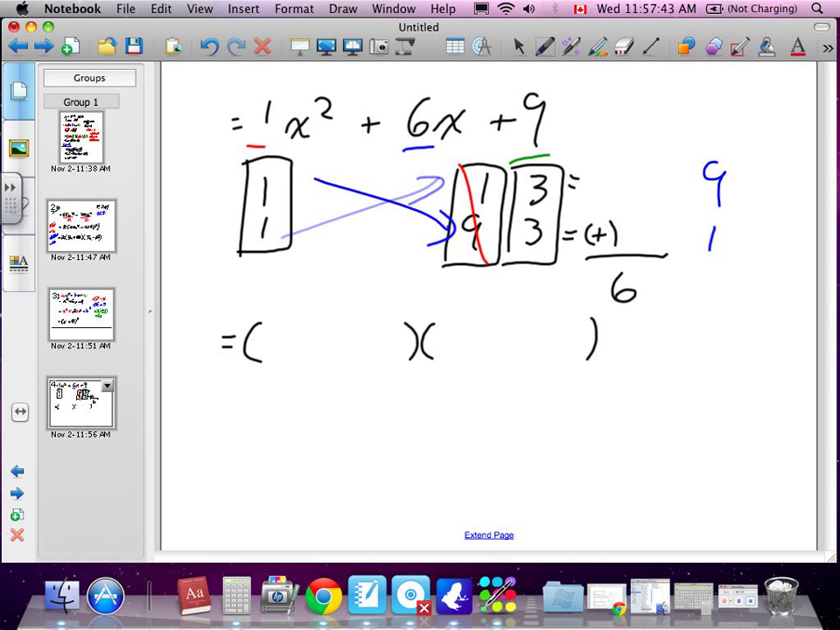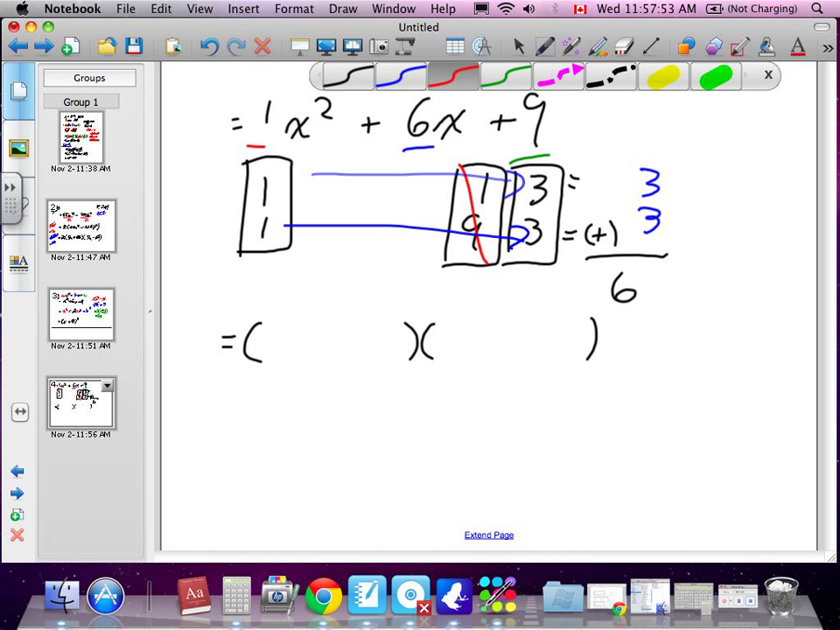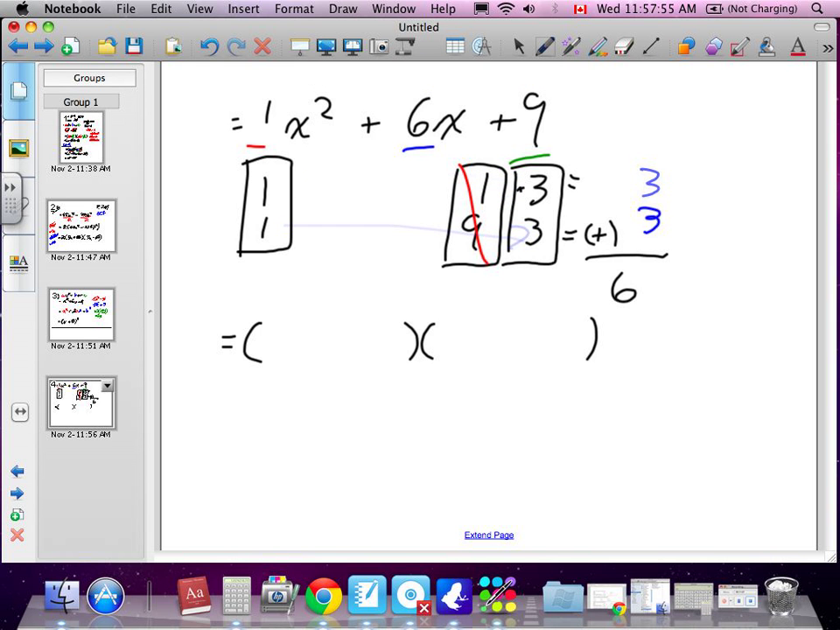1 times 3 and 1 times 3. Any combination of 3 plus 3 work? They're both positive, so we know that both these terms need to be positive. 3 and 3 works. So we figured them out. These will be our first terms, 1x and 1x. Do I need to write the 1 down? I can just write x. So x and x are our first terms.